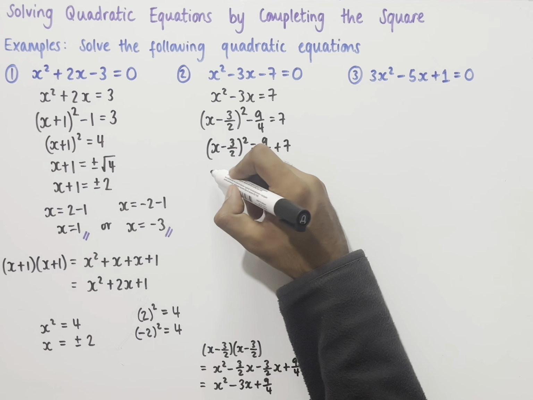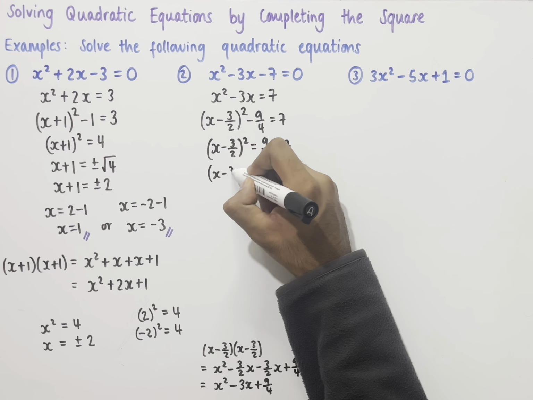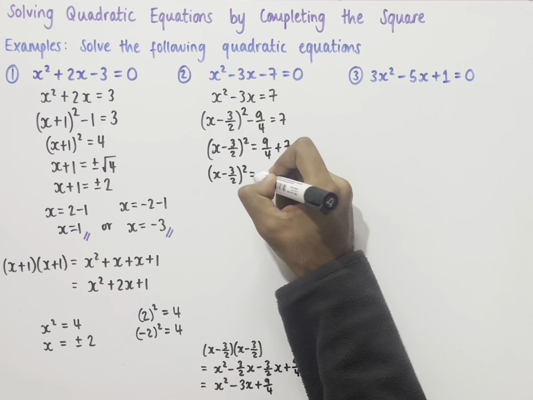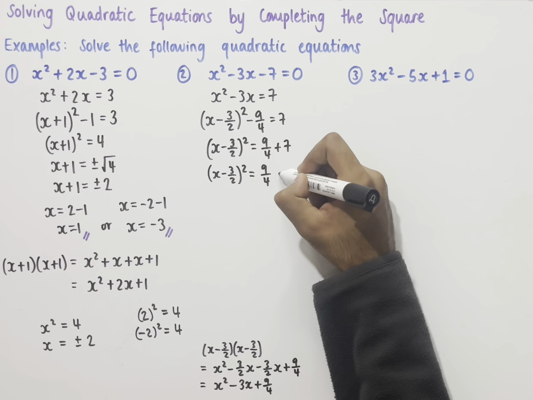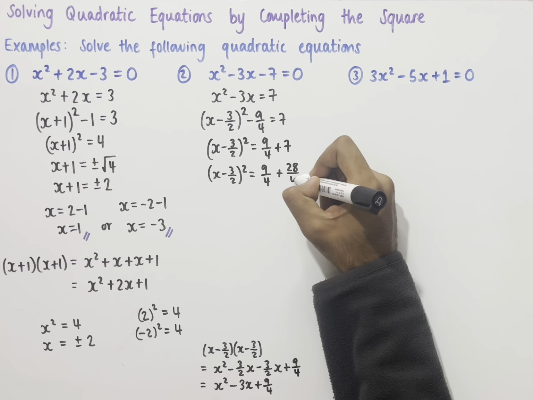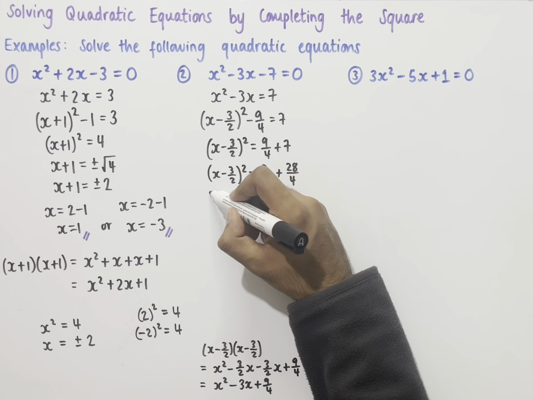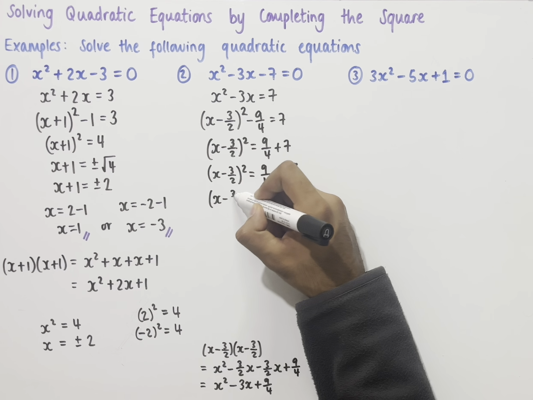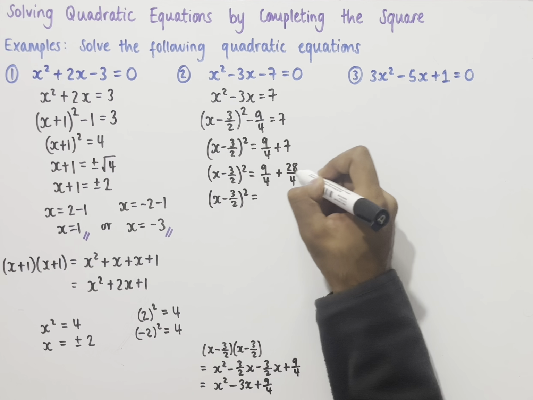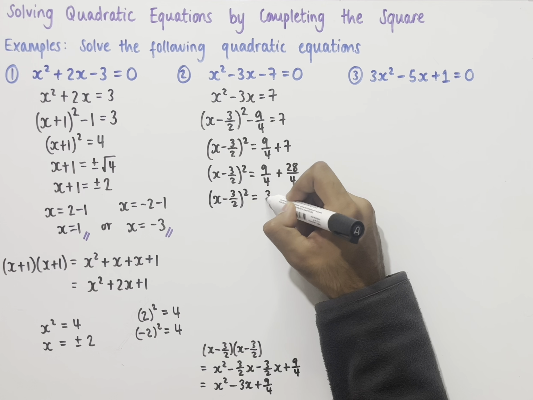You can now rewrite this as x minus 3 over 2 all squared, and then we have 9 over 4, and 7 can be written as 28 over 4. Now adding the two fractions on the right hand side, we're then left with x minus 3 over 2 all squared, and so 9 over 4 plus 28 over 4 gives us 37 over 4.